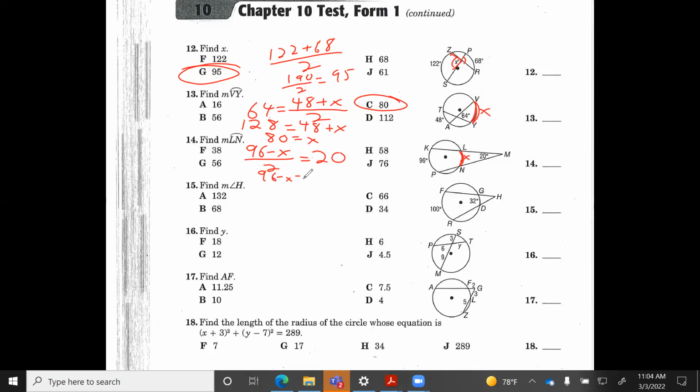96 minus x equals 40. Now that's a positive 96. How do I get that positive 96 over to the other side? It's already positive. I want to subtract. Now, it leaves me with a negative x on the side, and I end up with a negative 56. But then I just have to multiply or divide by a -1 to change my signs. So x is positive 56.